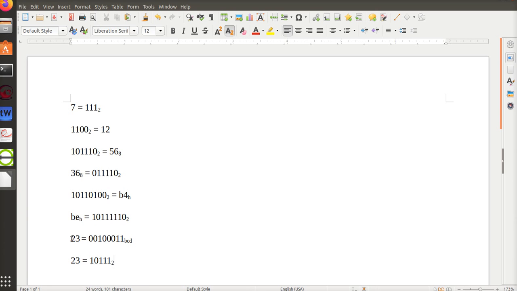So if I convert 23 to binary coded decimal, I get one thing. If I convert it to straight binary, I would get something else. So that's why the subscript matters. All right, I hope that helps. I hope that encourages you to work with this some.